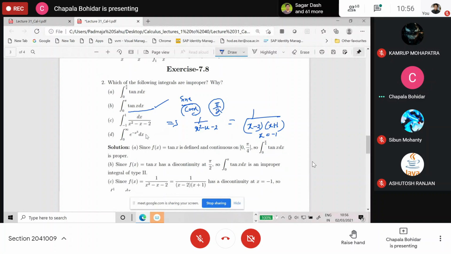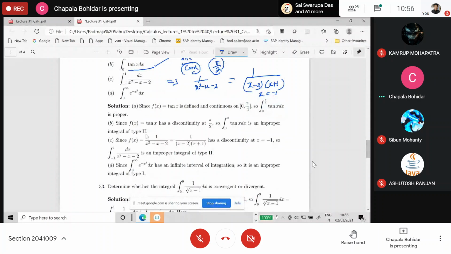Clear? So the last one has an infinite interval of integration, so it is an improper integral of type 1. The last one is also an improper integral. Only one, the tan x, is a proper integral. Okay? Clear to all of you? You may get such a question. Clear?